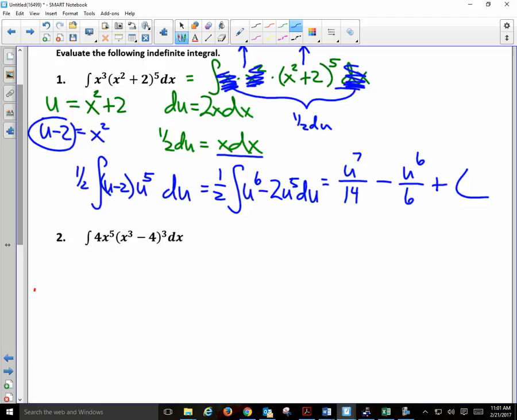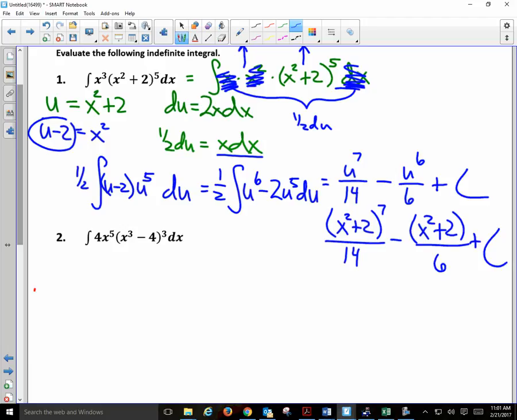Now we substitute u back in, which is x squared plus 2. Oh, to the 6th, thank you. And there we have it.